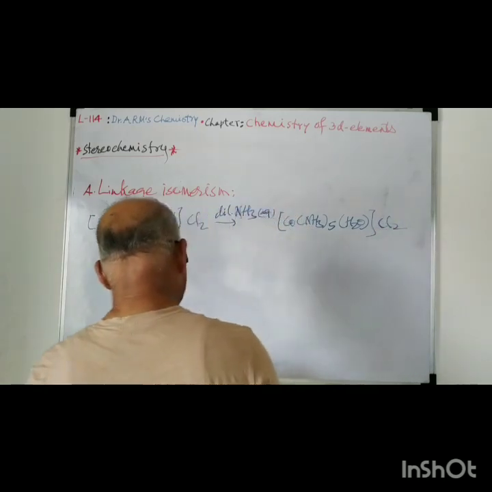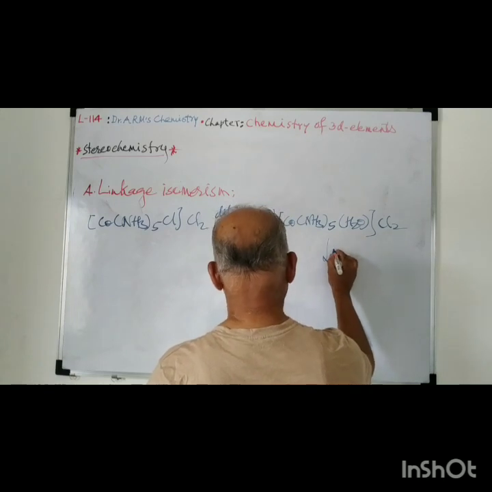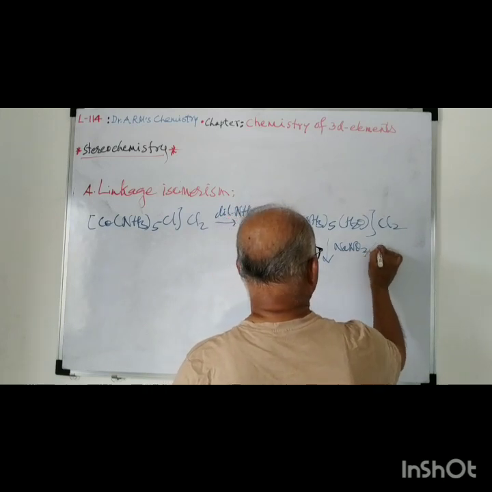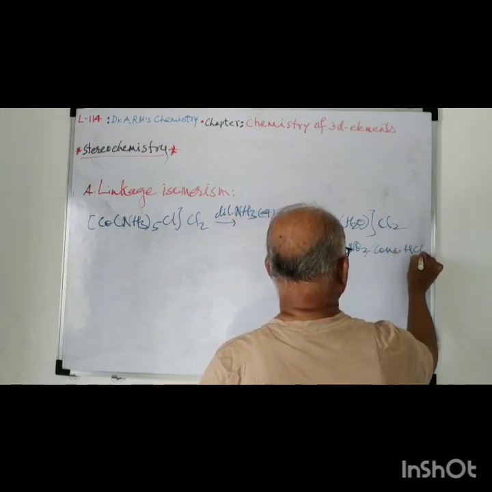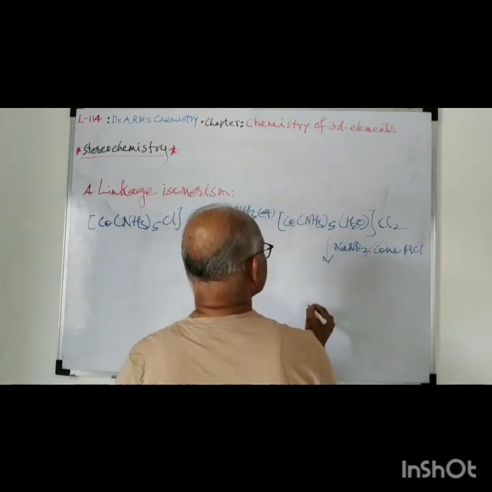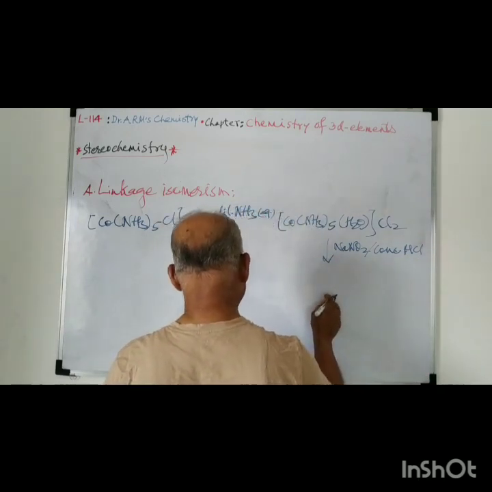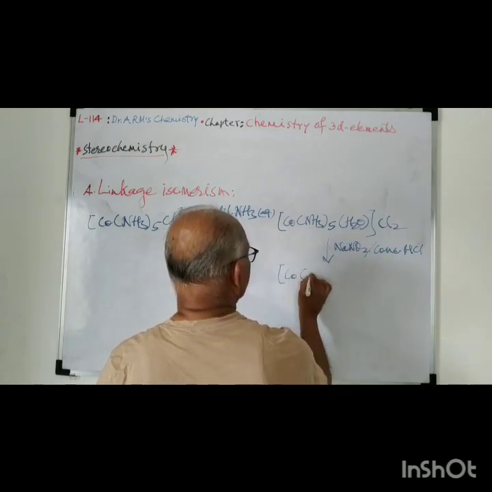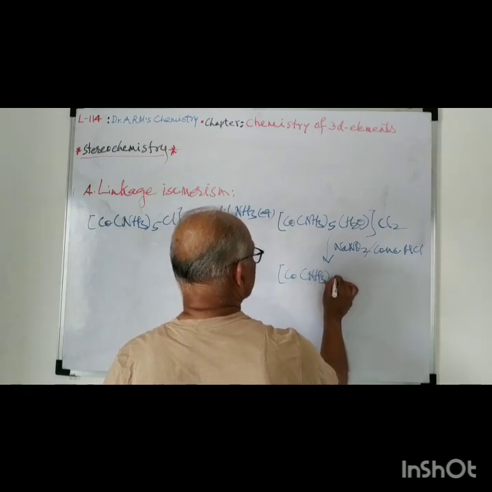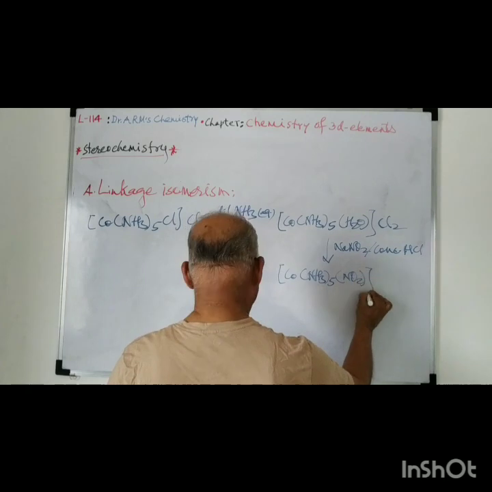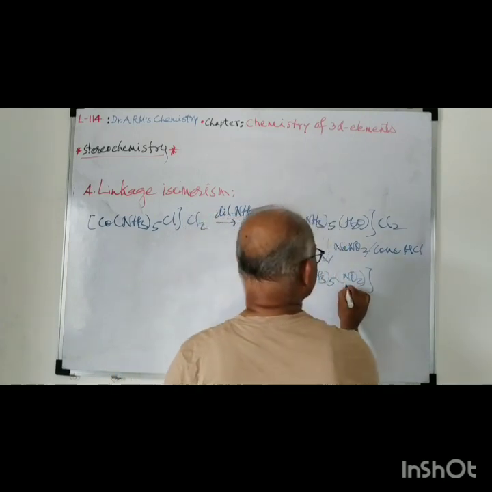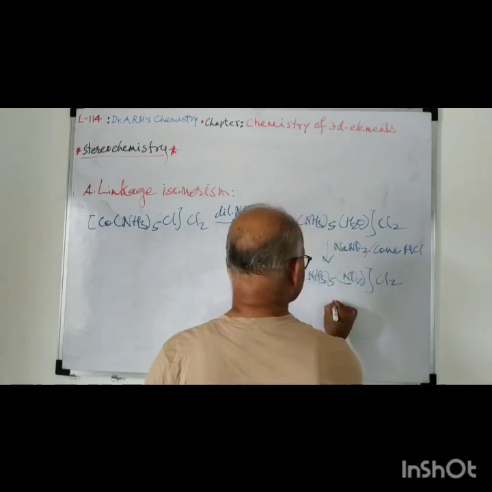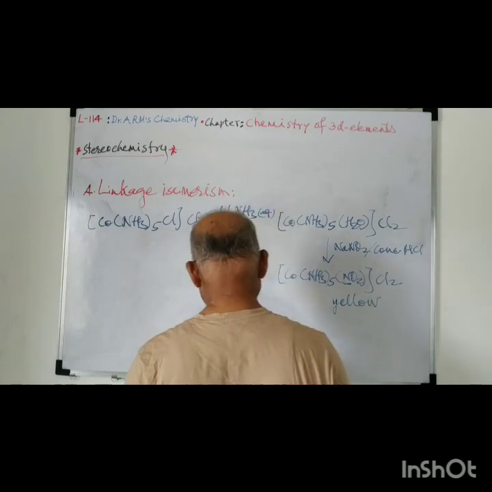Now when treated with NaNO2 in concentrated HCl, it gives the replacement of the water molecule by NO2, giving this complex Co(NH3)5(NO2). Here nitrogen is the point of attachment. You see it's showing a different color, that is yellow color.